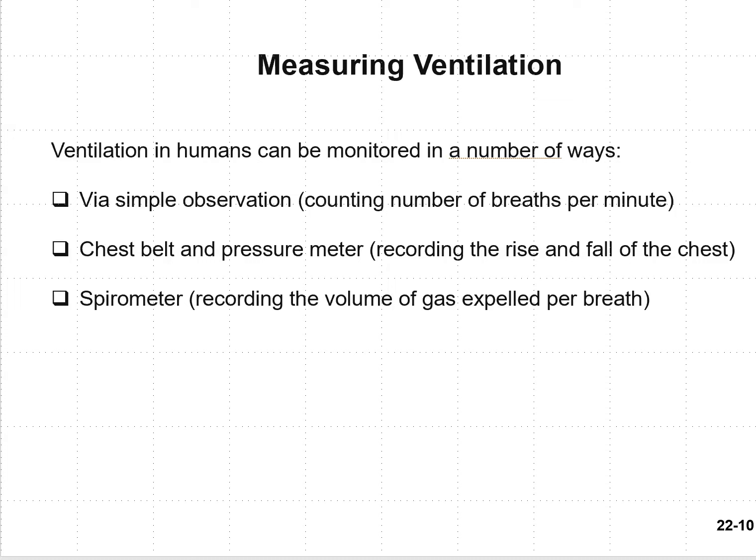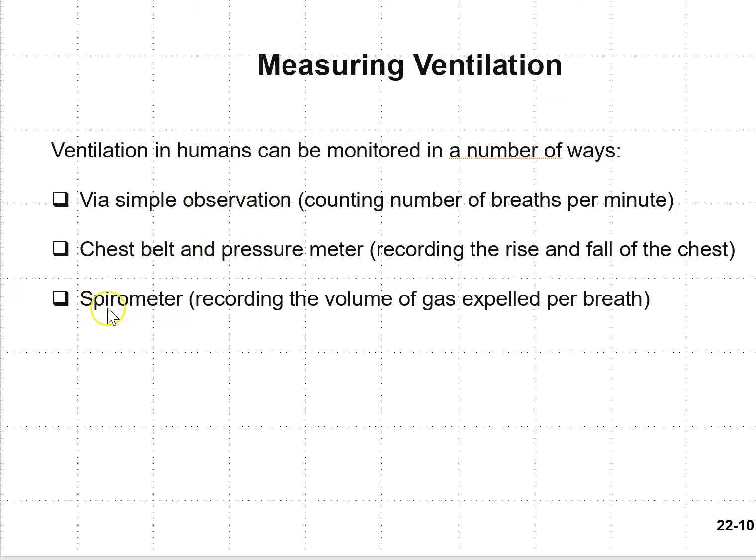So ventilation can be monitored in several different ways. First, we can simply measure ventilation by counting the number of breaths per minute, and then we can measure the chest belt pressure and the movement of the chest. So these are two common methods which are just preliminary tests for measuring ventilation in humans.